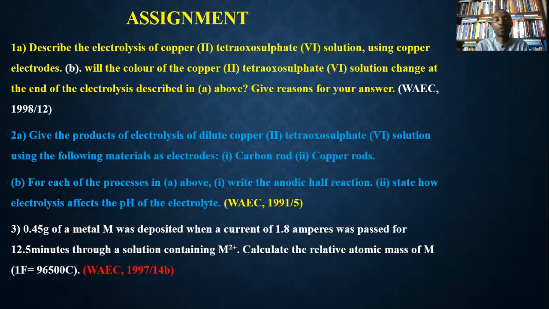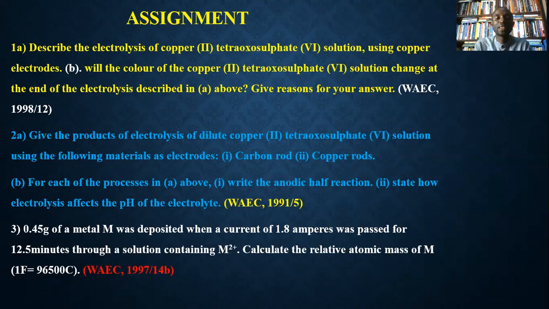All right, from what we have done so far, take the following assignment. WAEC 1998, number 12 says: describe the electrolysis of copper 2 tetraoxosulphate 6 acid using copper electrodes. We just did it now. Will the color of the solution change at the end of the electrolysis described above? Give reason for your answer.